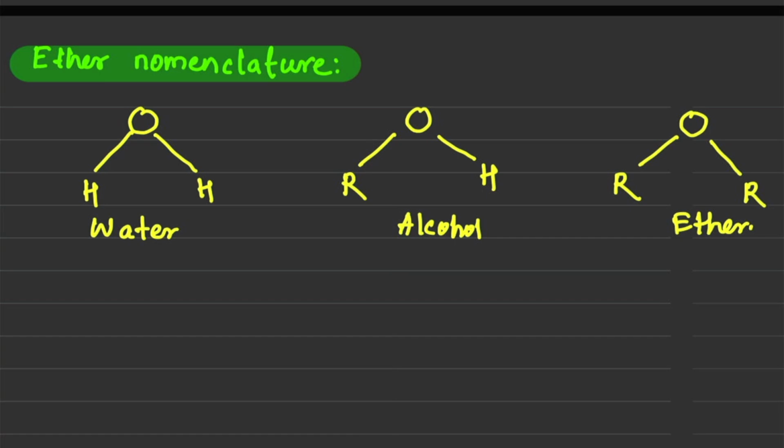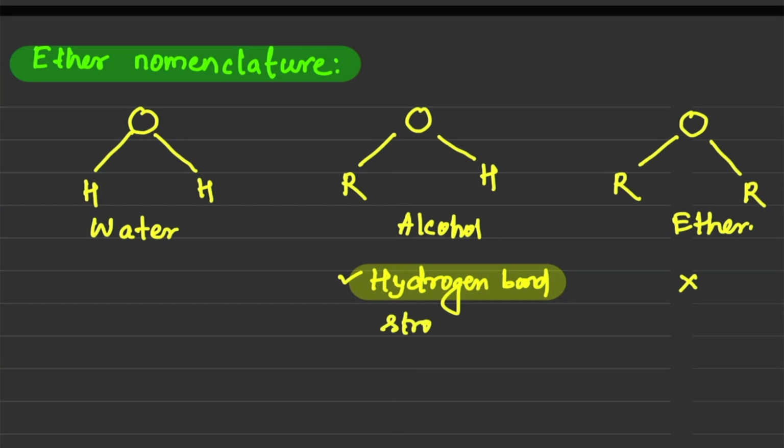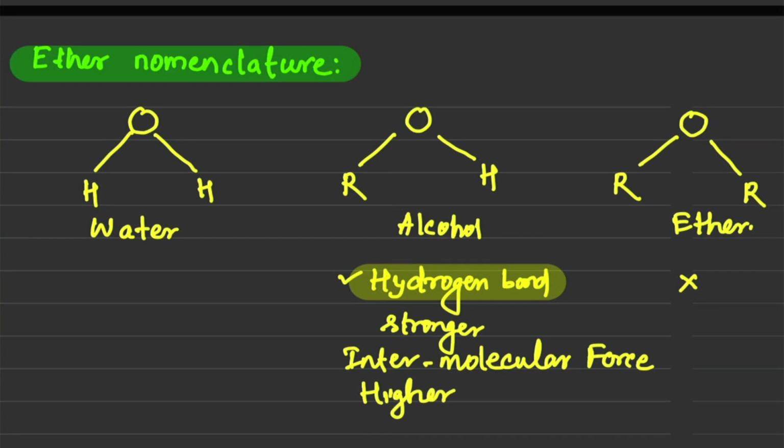Because of that property, we know that alcohol can form hydrogen bonds. But here, ether cannot make hydrogen bonds. As a result, we know that hydrogen bonding is a stronger intermolecular force. In general, if you have a strong force of attraction between the molecules, they should have a higher boiling point.